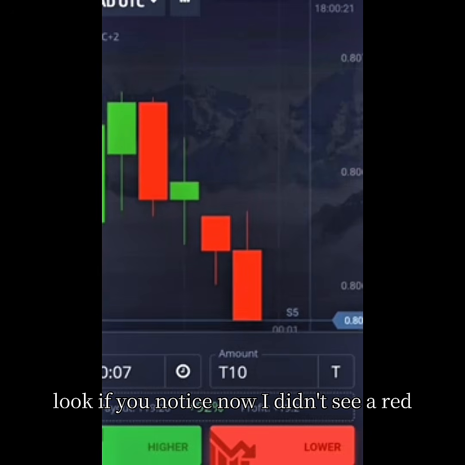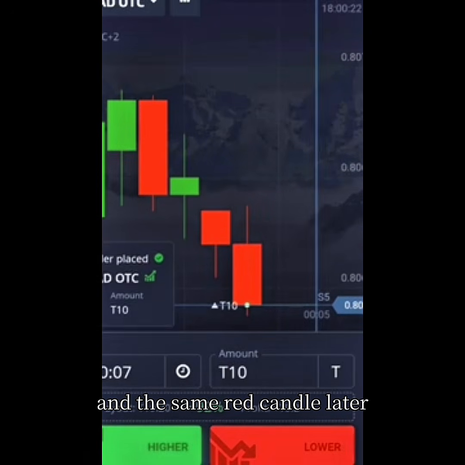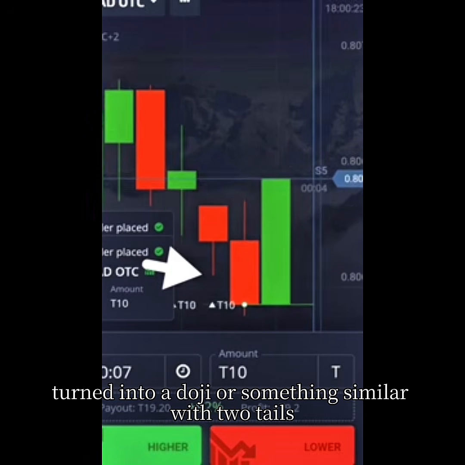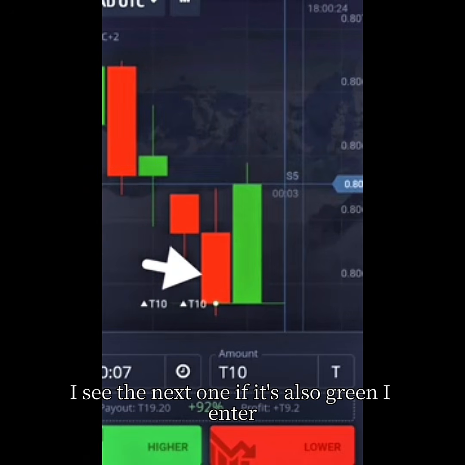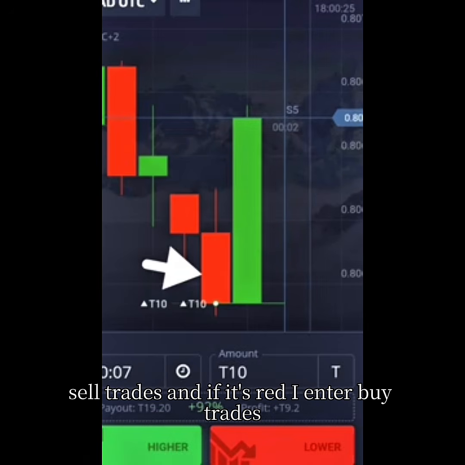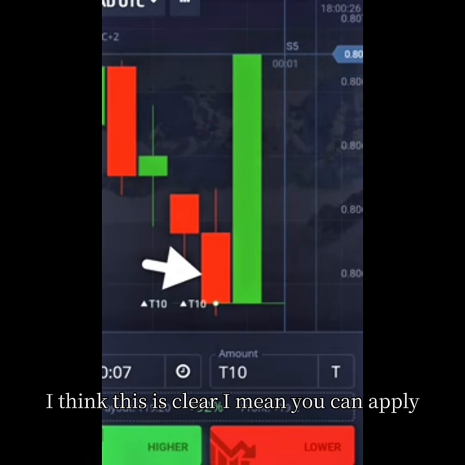Look, if you notice now, I didn't see a red candle, so I entered supportive trades. And the same red candle later turned into a doji or something similar with 2 tails. So I focus on the candle that comes after it. If this one is green, I see the next one. If it's also green, I enter sell trades. And if it's red, I enter buy trades. I think this is clear.